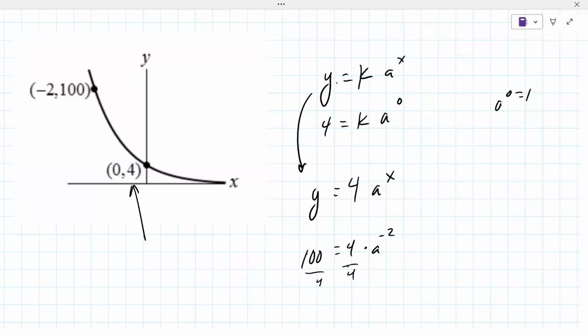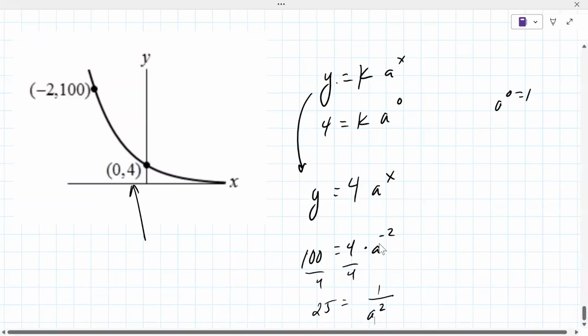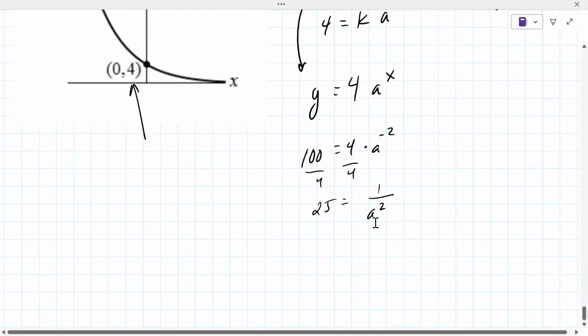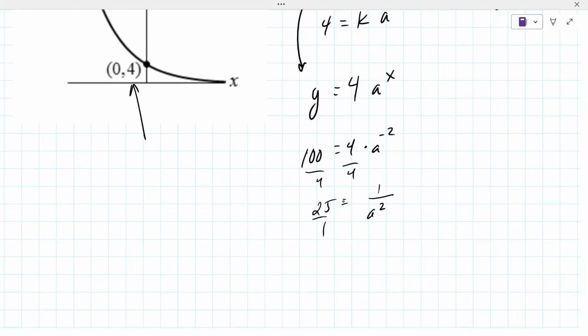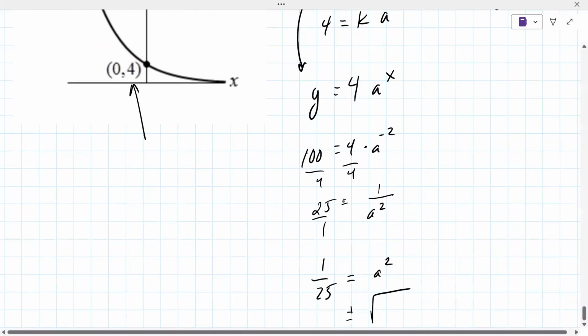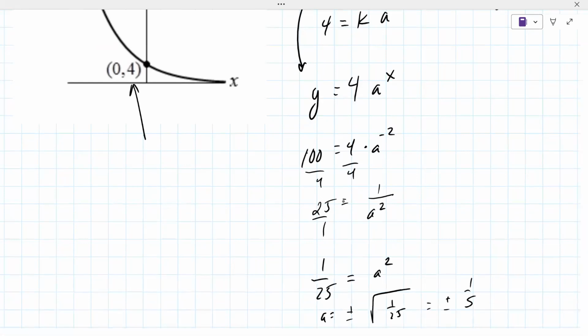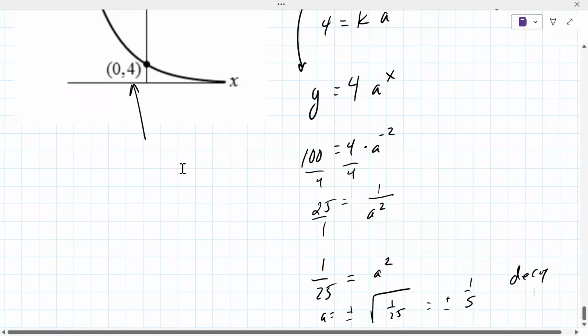Well here, when I divide by 4, I get 25 equals a to the minus 2. And I would rewrite it like this. You're going to want to get really comfortable with these exponent rules, especially for calculus. Now you can either cross multiply here or flip both sides. When you take the square root of both sides, a is plus or minus the square root of 1 over 25, which is plus or minus 1/5. And it's the negative one because it's decay. Your answer would have been on there as a wrong multiple choice.